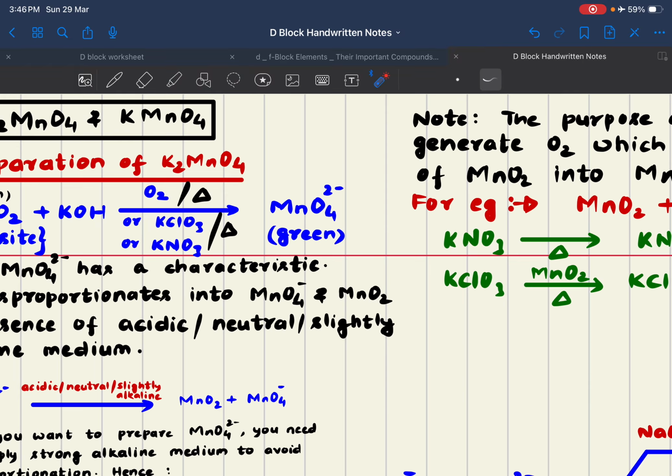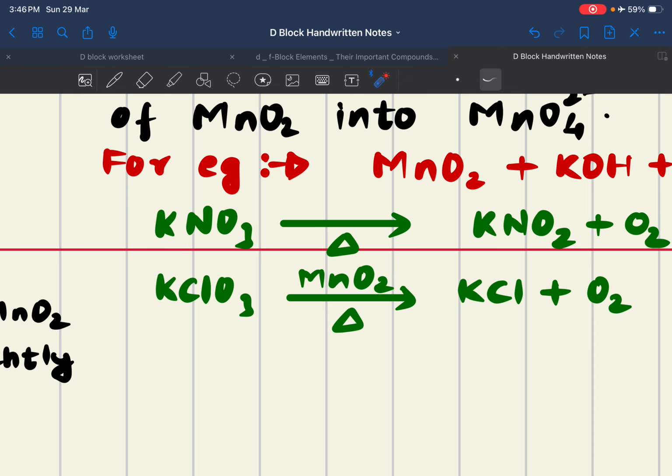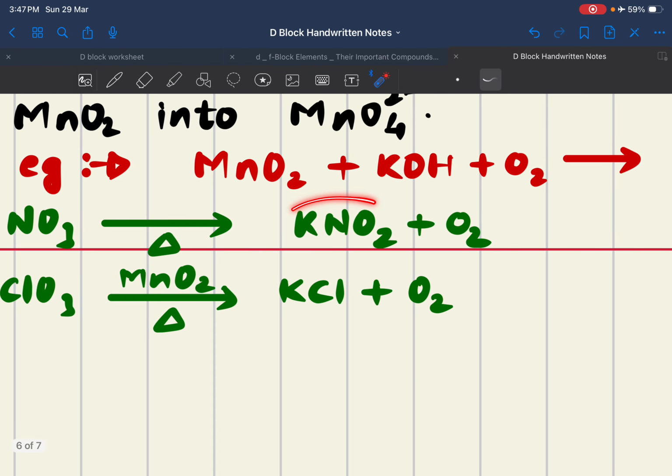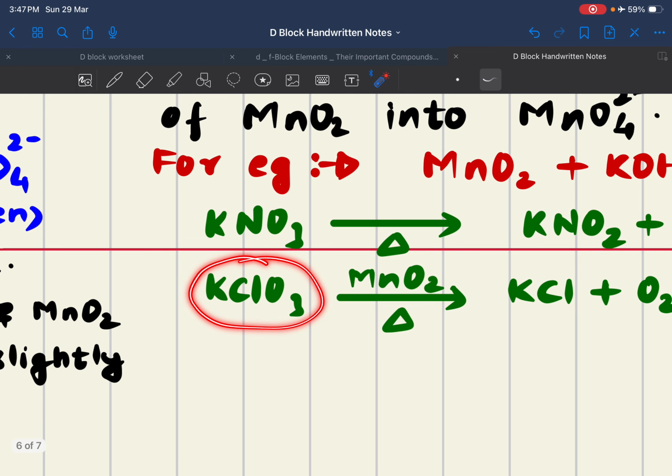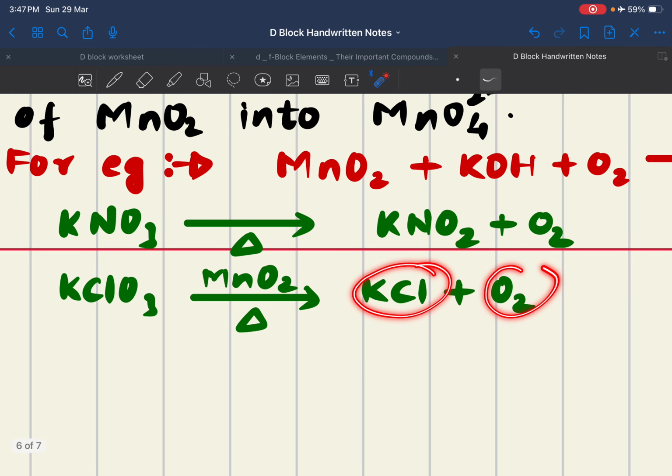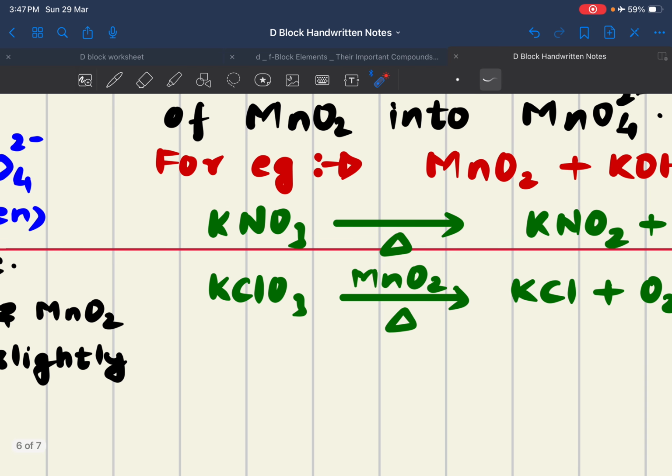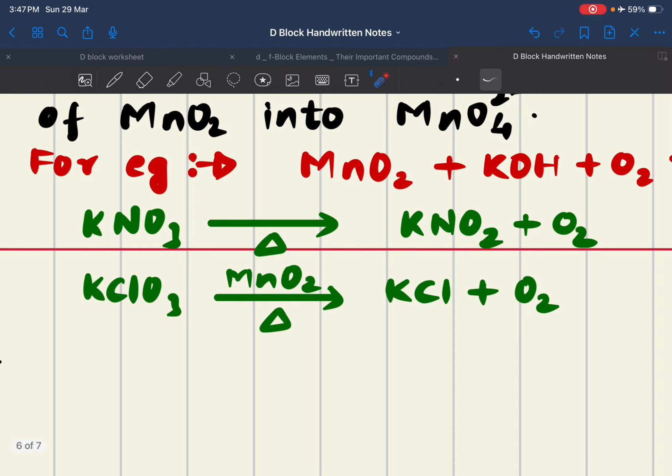If you heat potassium nitrate, it decomposes into potassium nitrite and oxygen. Whereas if you decompose potassium chlorate, it will decompose into potassium chloride and oxygen. One interesting thing here is that potassium chlorate does not decompose easily when you heat it. For that purpose, we use MnO2 manganese oxide as a catalyst, which helps to break down the potassium chlorate and gives you oxygen.